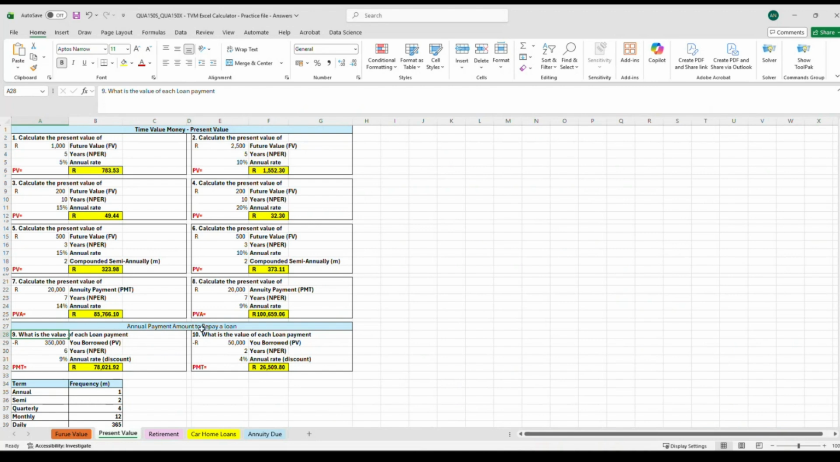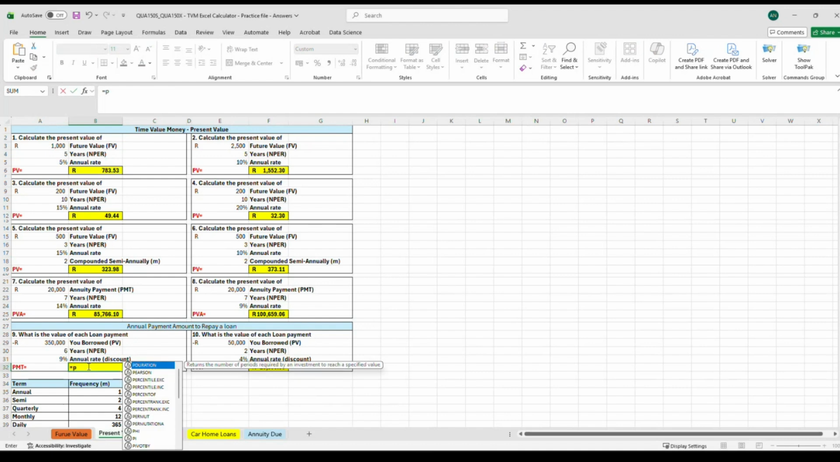So 9 and 10 is the same as well. So here it's asking us to calculate the payment. So I'm going to go here, delete that. Payment is PMT. On Excel, you just need to say PMT as it says. Double click on that. It says first is the rate, comma is the NPER, comma, it says PV.